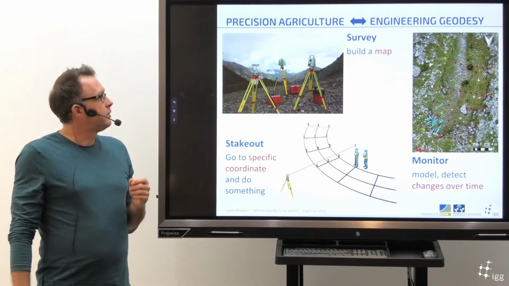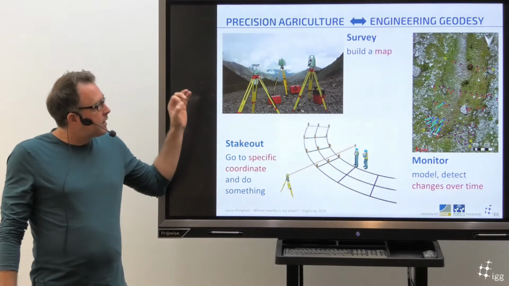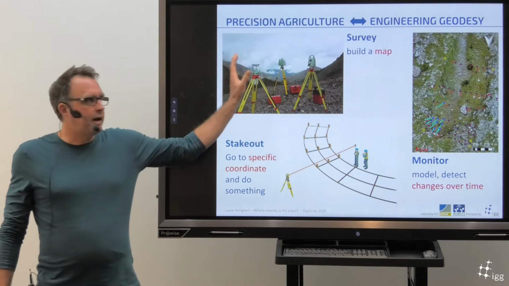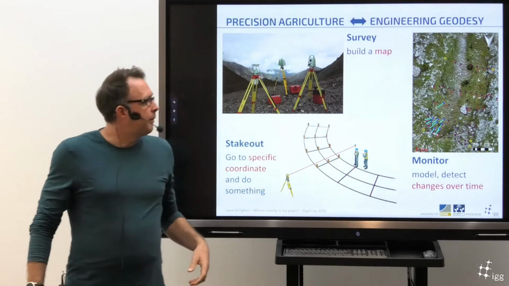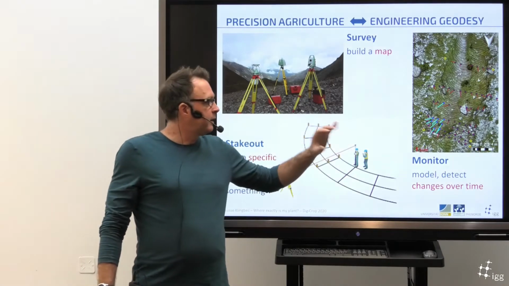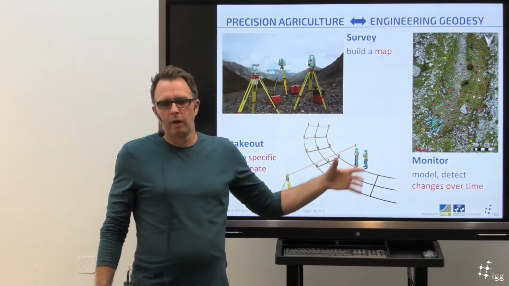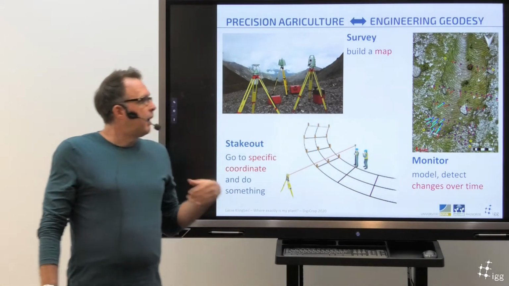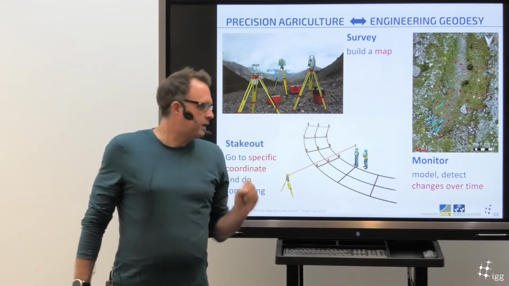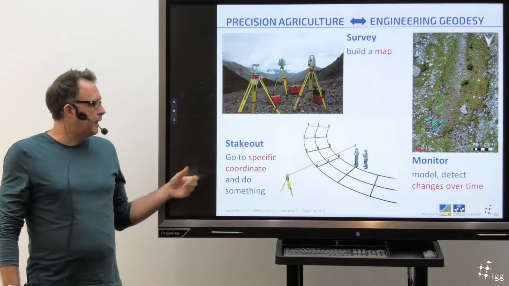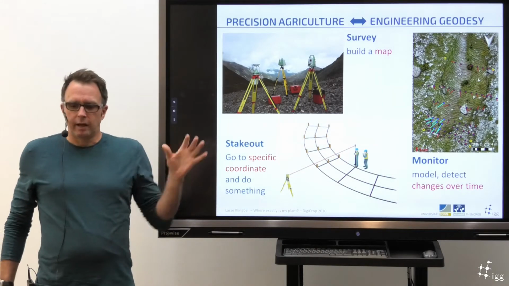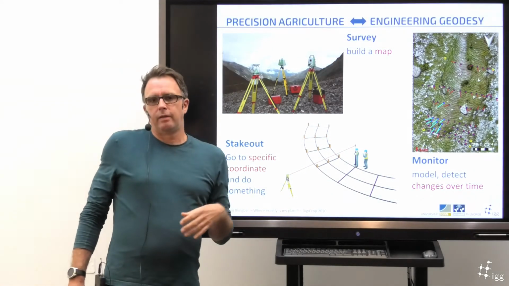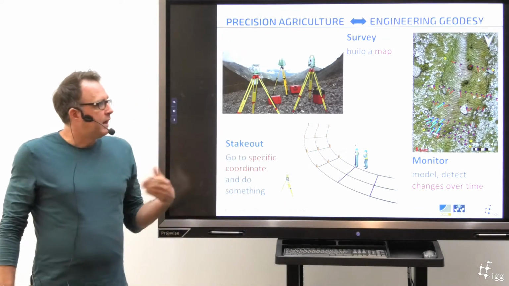Interestingly, in engineering geodesy, so that's a discipline where I come from, there's a strong link to these tasks in precision agriculture. So the main tasks in engineering geodesy are surveying, like building a map, assessing the state. Monitoring means detecting changes over time, modeling them, predicting things, so see what's going on over time. And the last one, it's called stakeout. It means go to a specific position and do something.